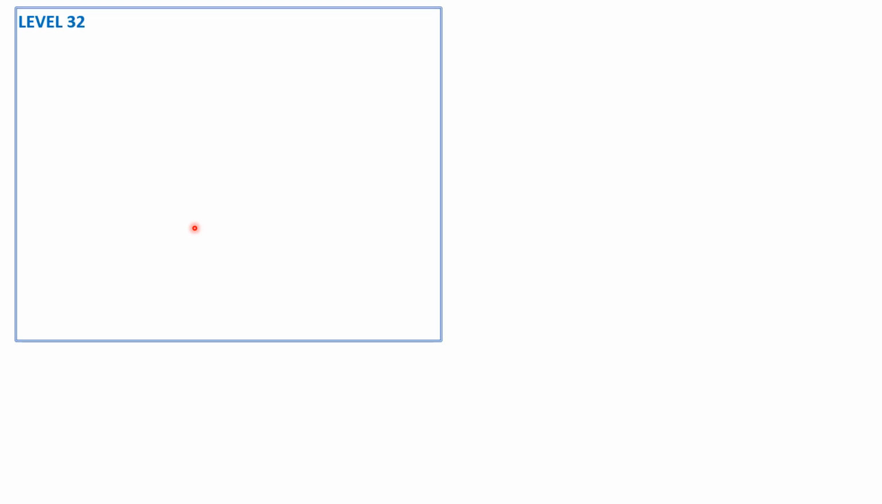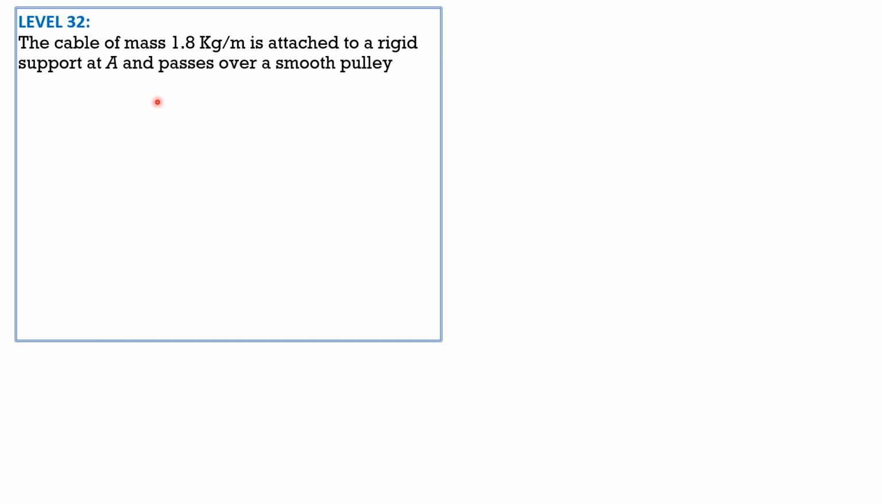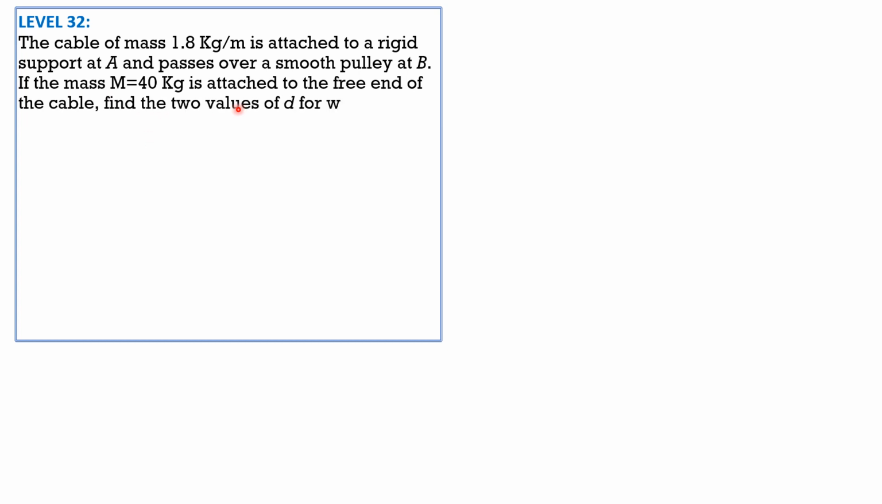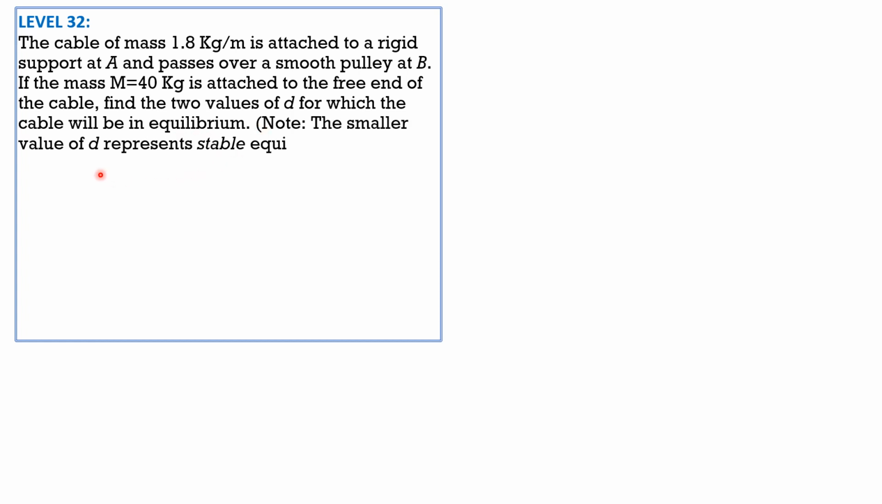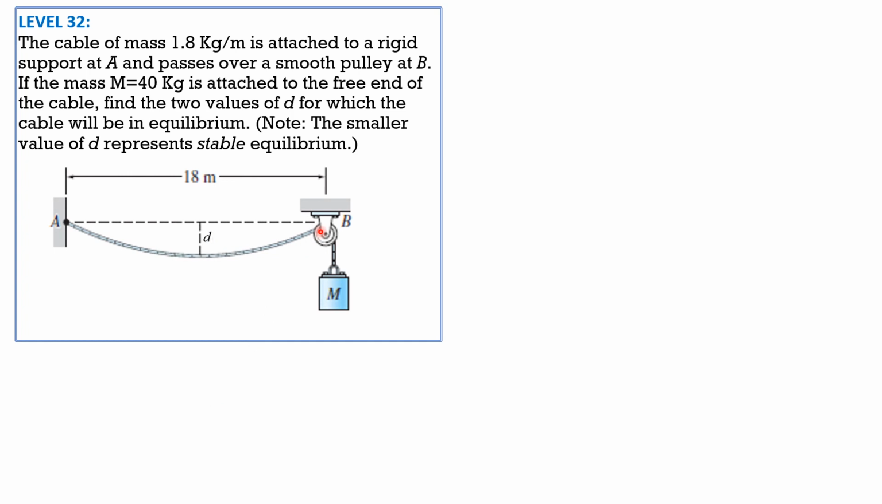Level 32 problem on cables. The cable of mass 1.8 kilogram per meter is attached to a rigid support at A and passes over a smooth pulley at B. If the mass M is 40 kilograms, attached to the free end of the cable, find the two values of D for sag D for which the cable will be in equilibrium. So note that the smaller value of D represents stable equilibrium. So this is the given figure.